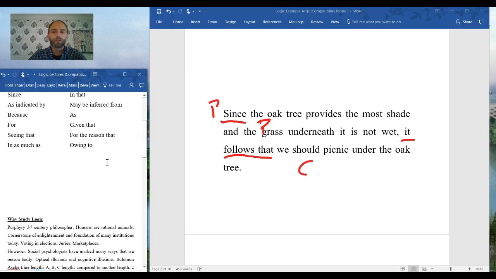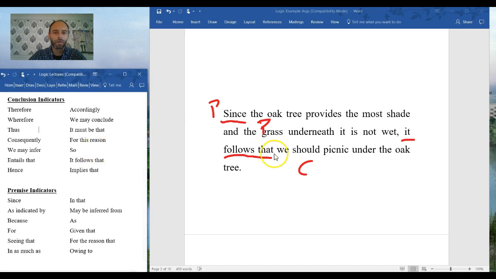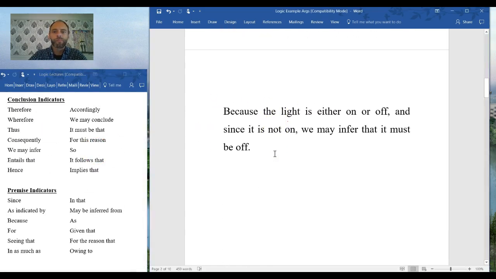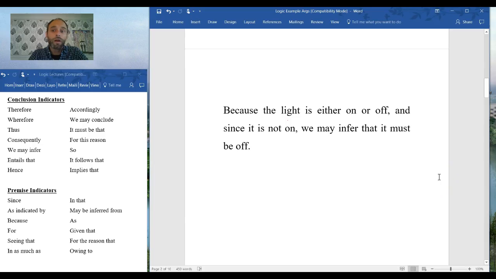All right, so let's take a look at another example here. Because the light is either on or off, and since it is not on, we may infer that it must be off. So again, same process. We look for indicator words. Here we have the word because, and we look at our list of indicator words, and we see that that's a premise indicator.